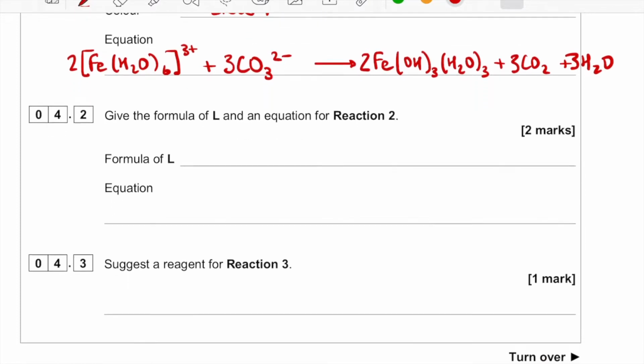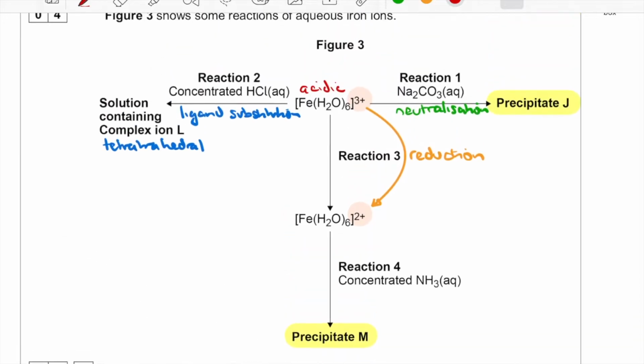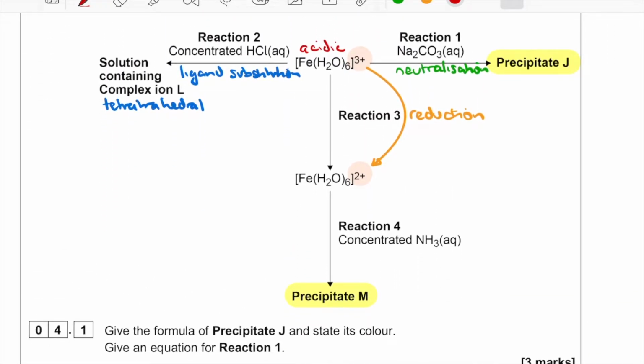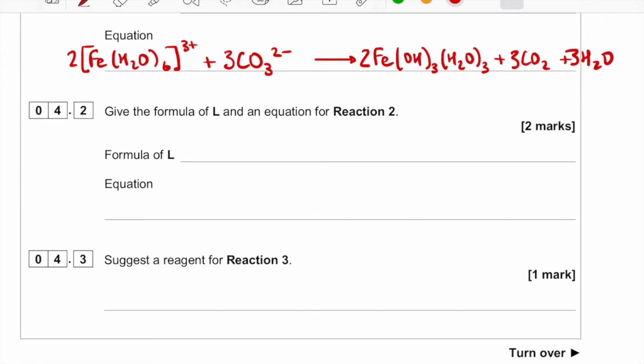So if we move on, it's then asking us to give the formula of L. So just to remind you which one L was. L was the complex ion that's being produced through a reaction of concentrated HCl. Notice this is testing your appreciation that a complex ion with chloride ions is going to be tetrahedral. So that means you have to remember that formula. So it's going to be FeCl4, because that's our tetrahedral structure.